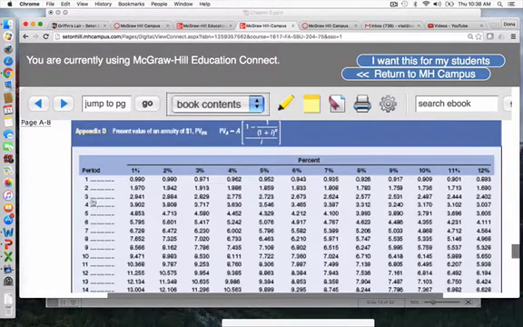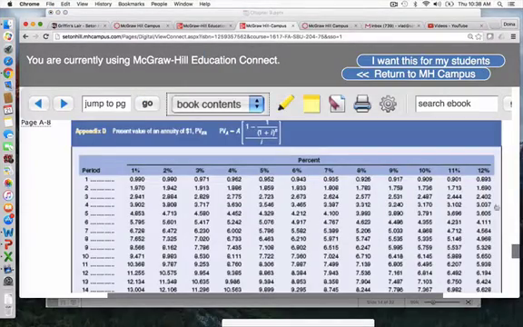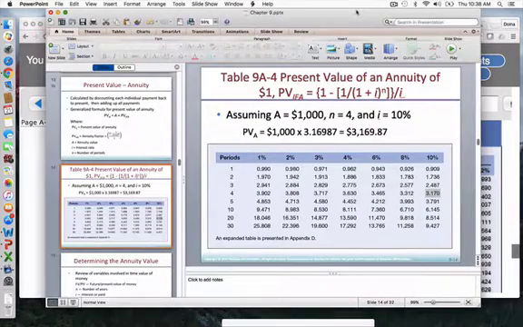Let's check again, make sure. And 4, 10%, 3.170. Oh, it's approximations here, 3.169, but they should have the same. Let's see what they have. 3.170 here, yes. So they use more decimals here. I was confused. It has to be the same number, 3.170, yes. Okay, so this is what we are going to end up with, 3,169.87, or 3,170 if we round up.